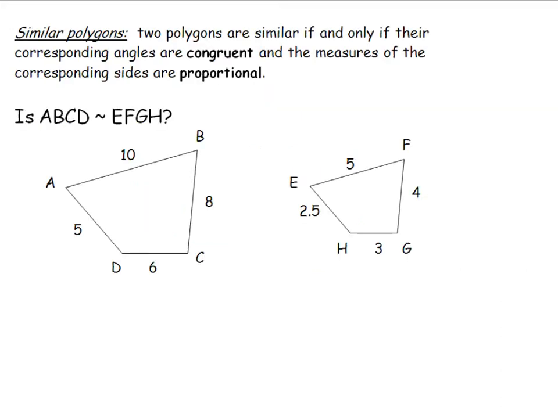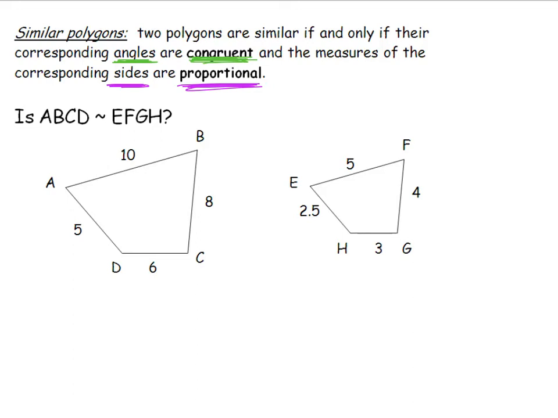So let's take a look at similar polygons. 2 polygons are similar if and only if their corresponding angles are congruent. So that means angles from one polygon to the other have to be congruent, and their corresponding sides are proportional. So if we take a look at an example, and I want to know, is polygon ABCD similar to polygon EFGH? So what we're going to do is we're going to take a look at the corresponding sides, okay?